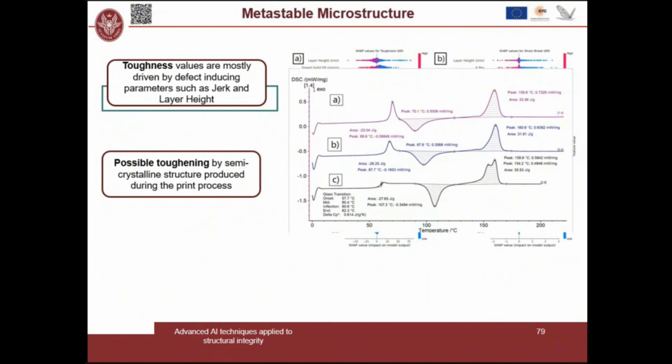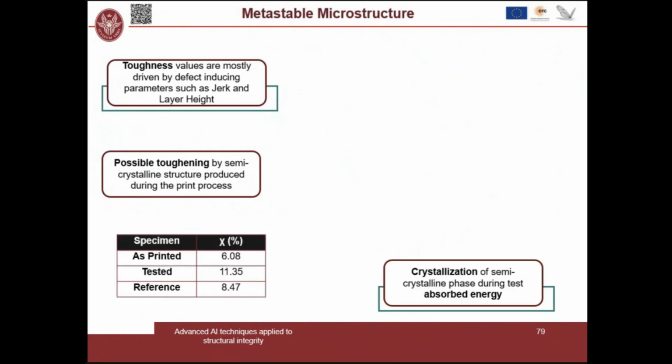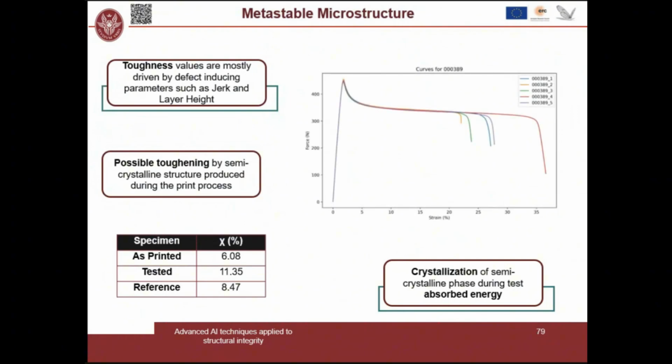So I've also increased the number of semi-crystalline structures, but it also increased the peak of melting. So if I compute the crystallinity at the end of it, I see that the tested specimen is a lot more crystalline than the printed one. So those crystallizations absorb energy, and this is, for reference, the curve of the high tough PLA that I'm talking about. And this is the point where normally PLA breaks. Okay, here where it breaks normally, and here where it broke. So that's the toughening effect of the print.